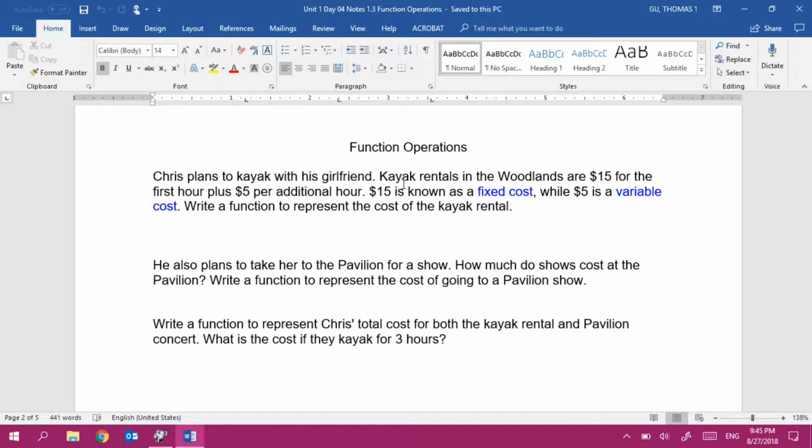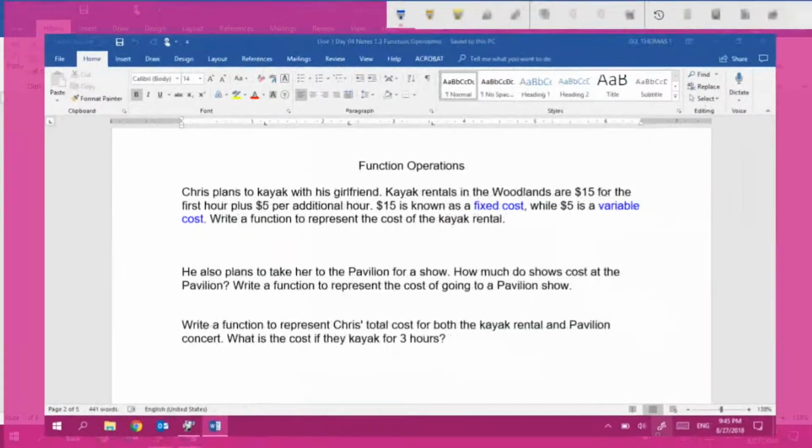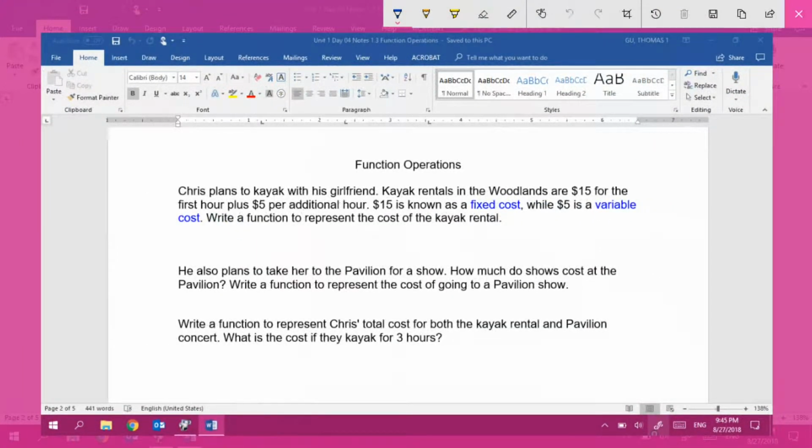Check this one out. Chris plans to kayak with his girlfriend. Not my first choice of activity, but kayak rentals in the Woodlands are $15 for the first hour, plus $5 per additional hour. $15 is known as the fixed cost because you're always paying that $15 and it includes the first hour, while $5 is a variable cost. So we're going to write a function to represent the cost of the kayak rental. Take a second to try your hand at this one.